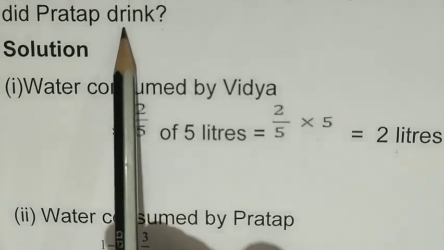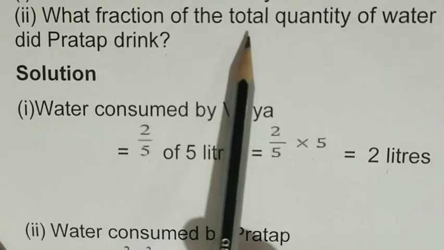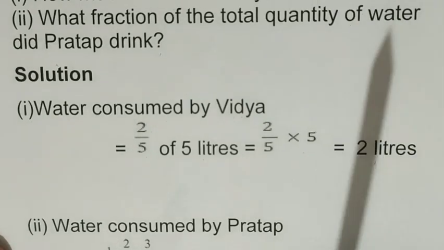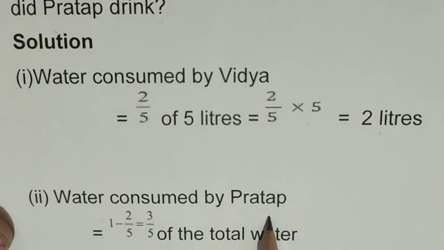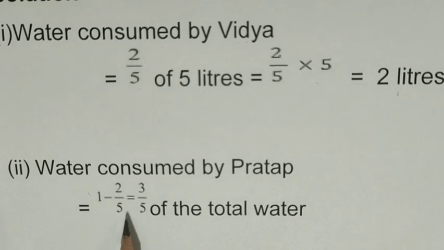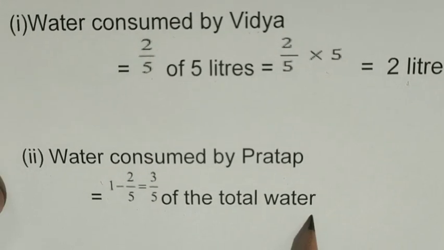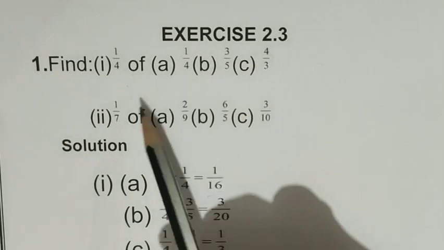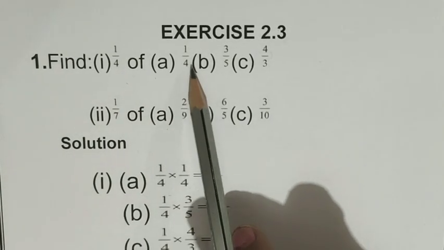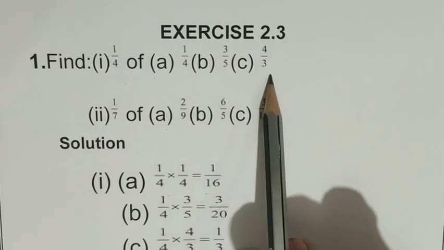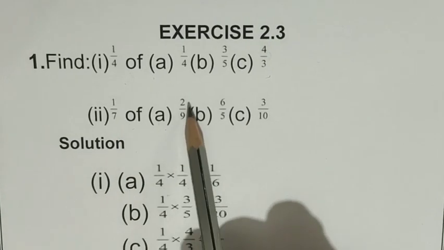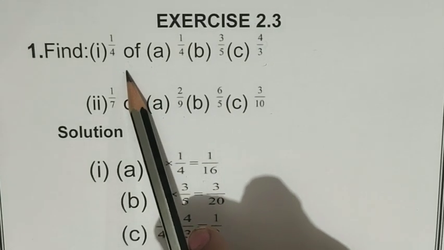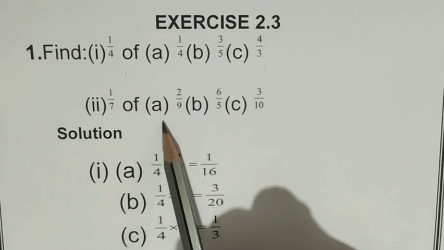Now they have asked what is the fraction of the total quantity of the water drunk by Pratap. So what we can write, already Vidya consumed 2 by 5. So water consumed by Pratap equals 1 minus 2 by 5 equals 3 by 5 of the total water. Now exercise 2.3. First question, find 1 by 4 of 1 by 4, 3 by 5 and 4 by 3. Second question, 1 by 7 of 2 by 9, 6 by 5, 3 by 10. This is the question. Of means multiplication only.